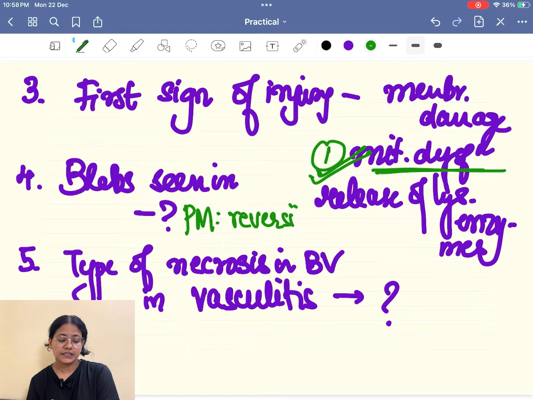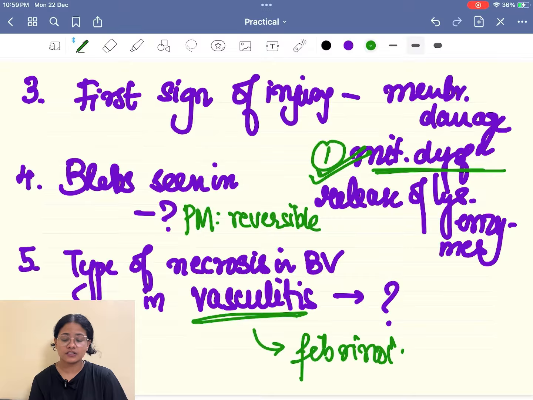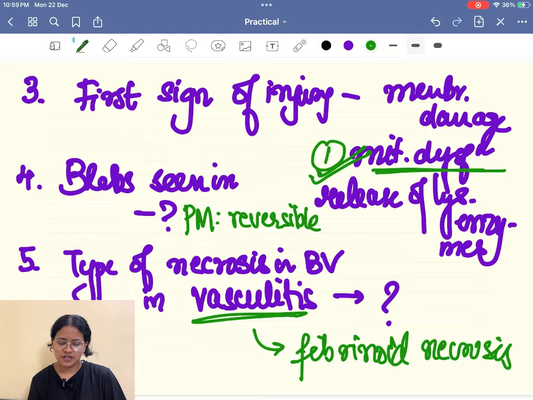Okay, so now another question is type of necrosis which is seen in blood vessel in vasculitis. You can get a clinical scenario where they say that a young male child presents with purpura, petechiae, and he also has hematuria. So you know that this is Henoch-Schönlein purpura, HSP, and in HSP you will have vasculitis. Fibrinoid necrosis is one of the defining morphological features of vasculitis. So these are the main 5 questions that usually get repeated.